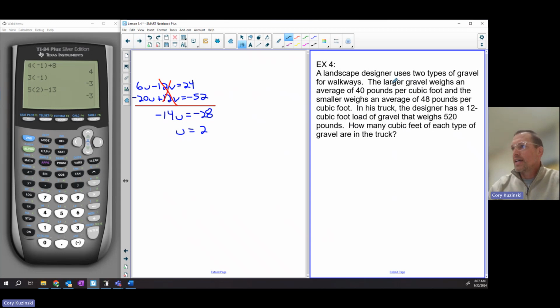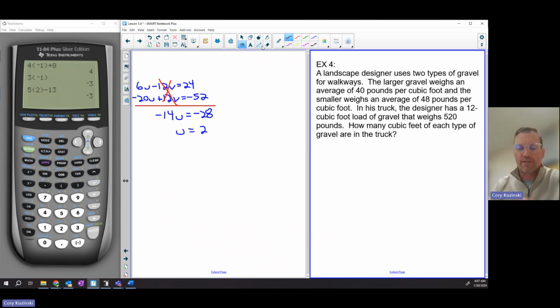Let's do a little story problem here. A landscape designer uses 2 types of gravel for walkways. The larger gravel weighs an average of 40 pounds per cubic foot, and the smaller weighs an average of 48 pounds per cubic foot. In his truck, the designer has a 12 cubic foot load of gravel that weighs 520 pounds.